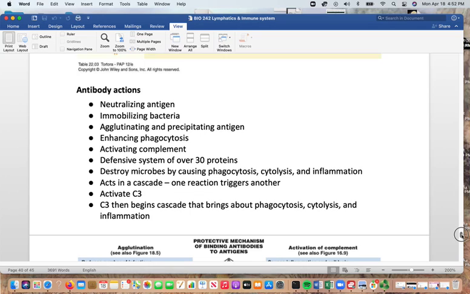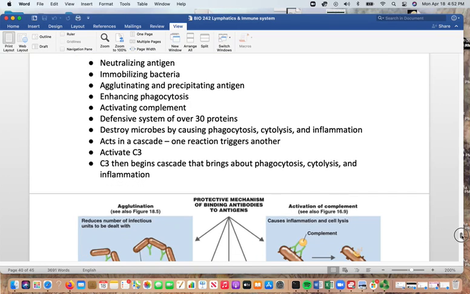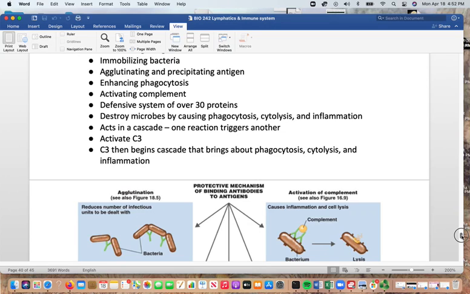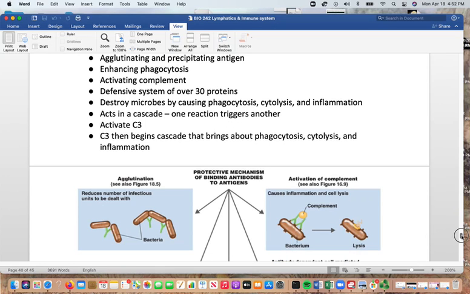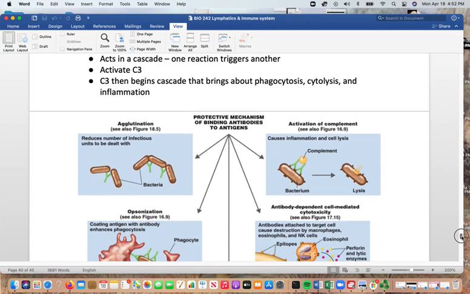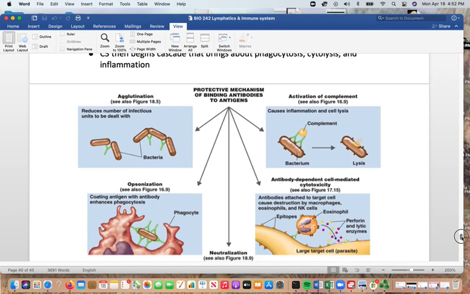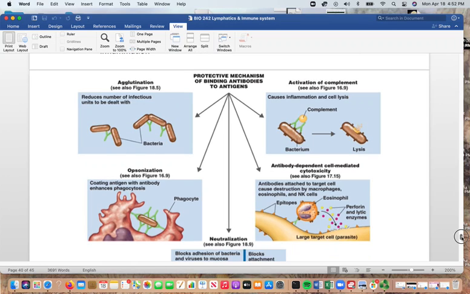They'll work with complement and activate C3 that will begin that complement cascade to lead to phagocytosis, cytolysis, and inflammation. So this is just showing different things that antibodies are able to do when they bind to antigens.